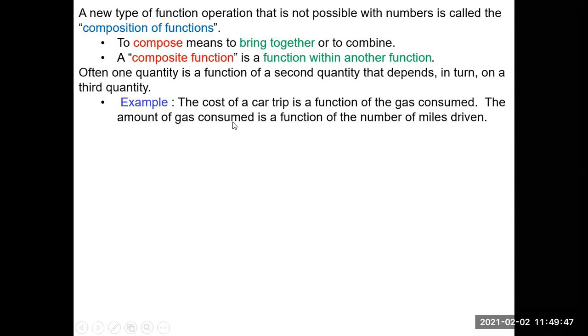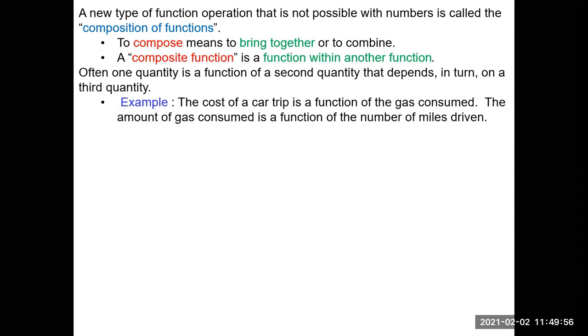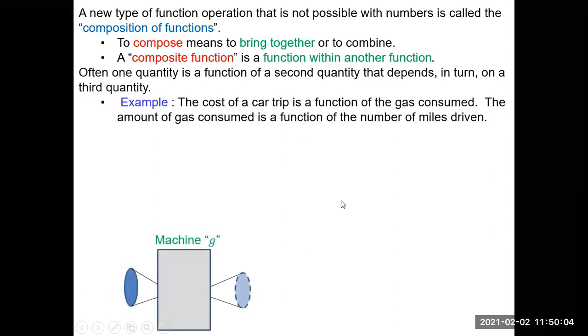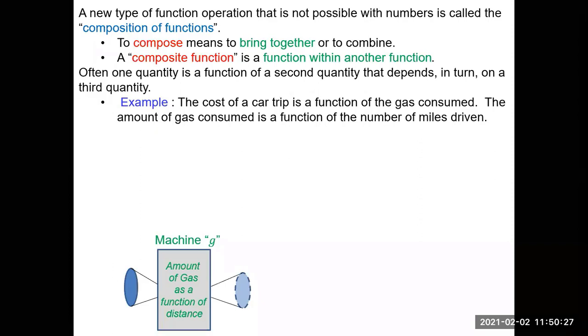So notice that the amount of gas that I consume is a function of the number of miles that I've driven. Okay, because notice that if I drive 40 miles, that's going to be a lot less money than if I drive 700 miles. So let's start thinking of this as a composition of functions. Let's call machine G the function that describes the amount of gas as a function of distance. Okay, which means I drive 200 miles, and this is the amount of gas I use. So if I drive 200 miles, I use 5 gallons. Or if I drive 200 miles, I use 10 gallons.